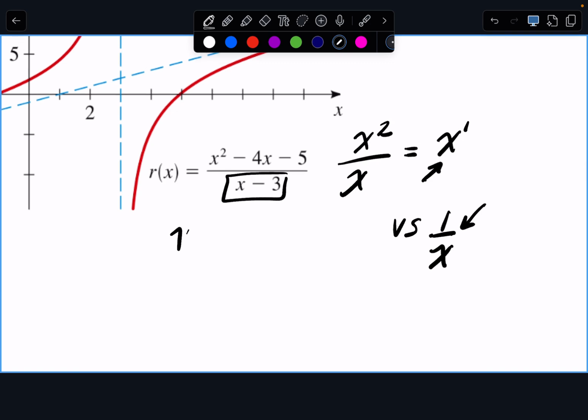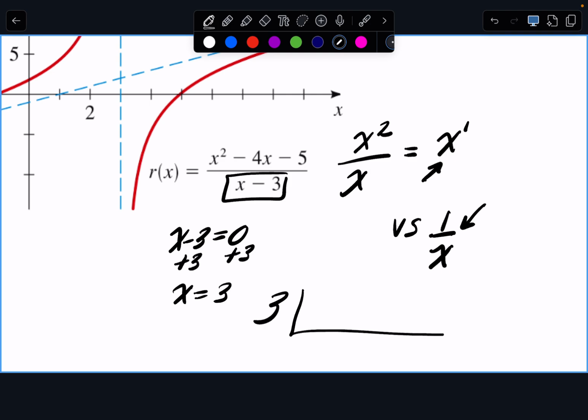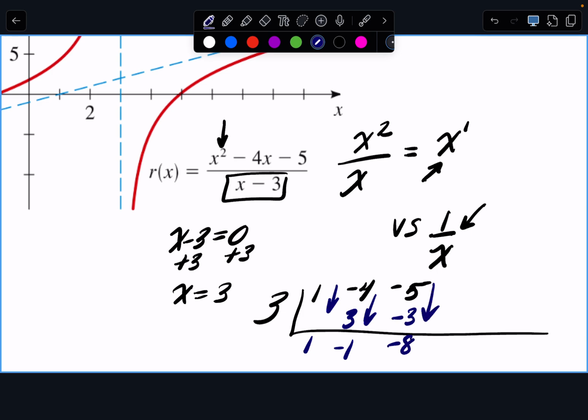So we're going to do synthetic division. We're going to set x minus 3 equal to 0. We're going to add 3. This is how synthetic division works. We know that because we learned it in 1010, and then we relearned it in 1050. So we put these coefficients in from our quadratic, 1, -4, -5, and then we add straight down. Multiply up, add straight down, multiply up, add straight down.